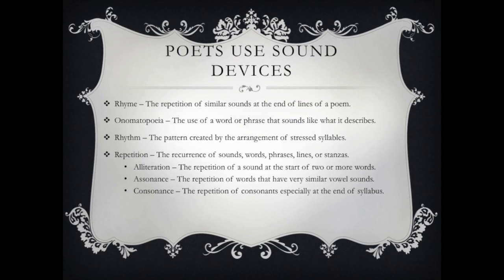A sort of quirky sound device that poets sometimes use is onomatopoeia. And that's a big word, but it basically means the use of a word or phrase that sounds like what it describes. So knock or drip, those are onomatopoeia words. They sound like what they're describing.